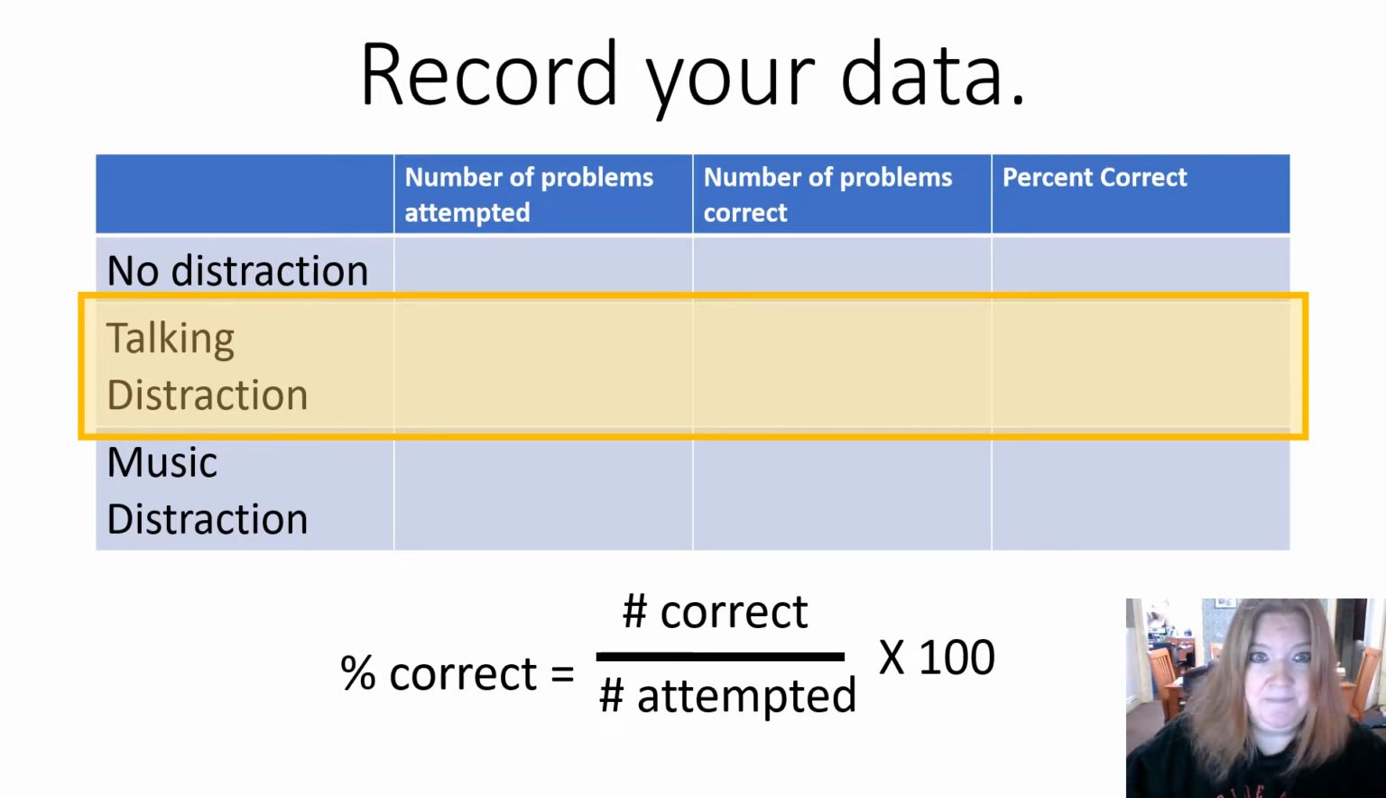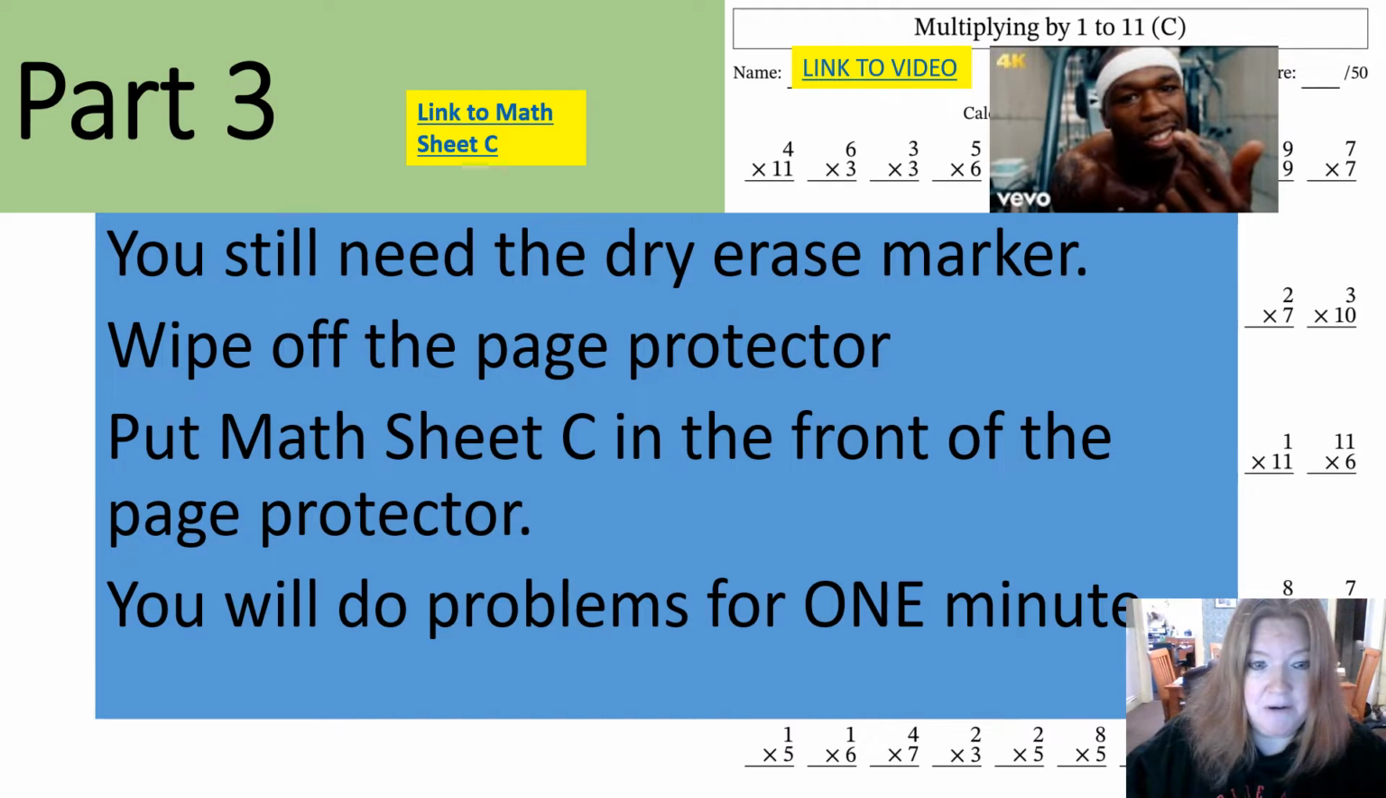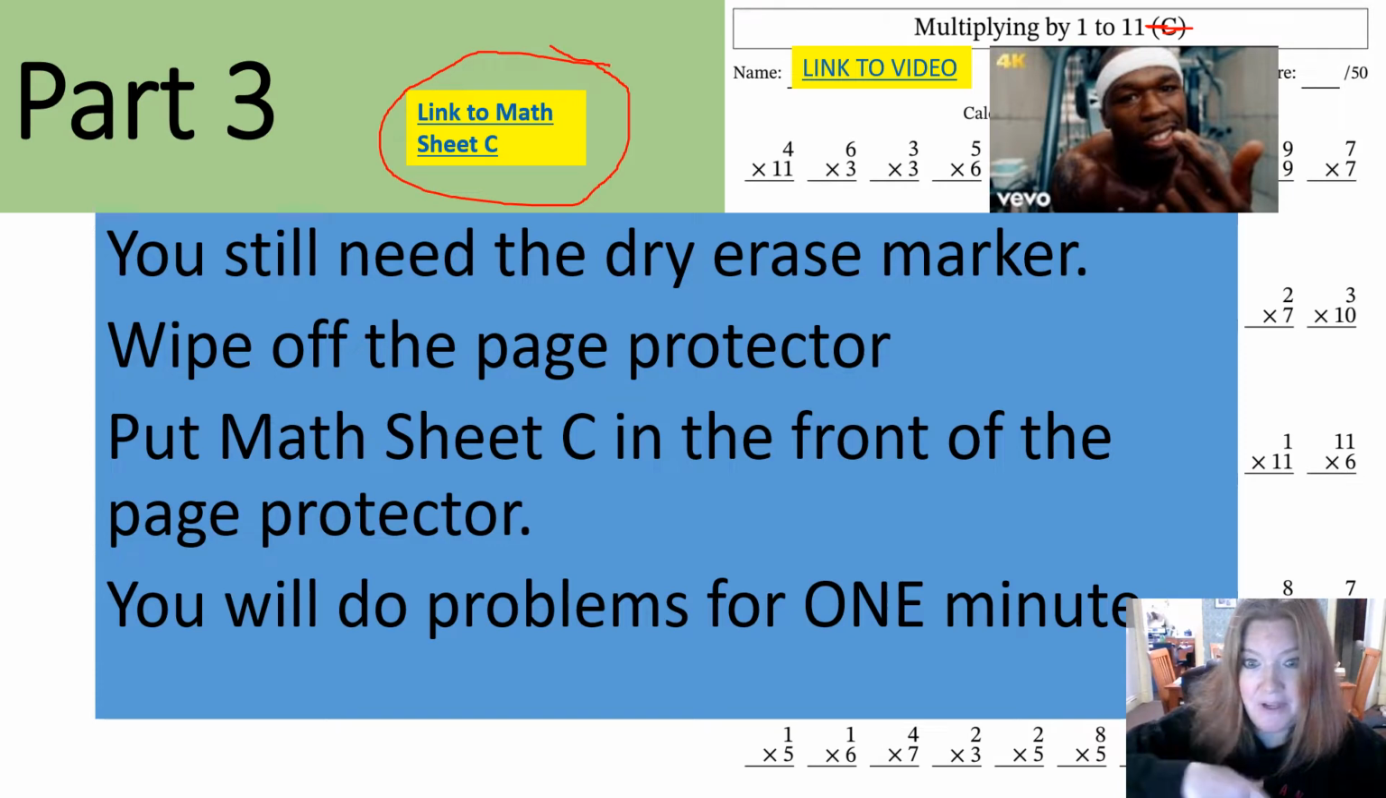Are you ready? All right, so in part 3, you need C. Okay, if you're doing this on your own, here's a link to this sheet. This time, instead of listening to that talking, we are going to listen to a song, so a music distraction. All right, so you're going to still need your marker, wipe off the page protector. C is in the front, and you're going to do problems again for a minute.